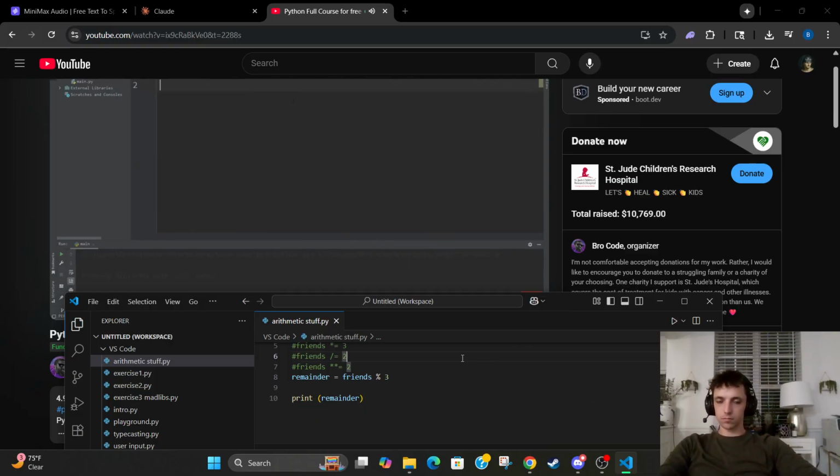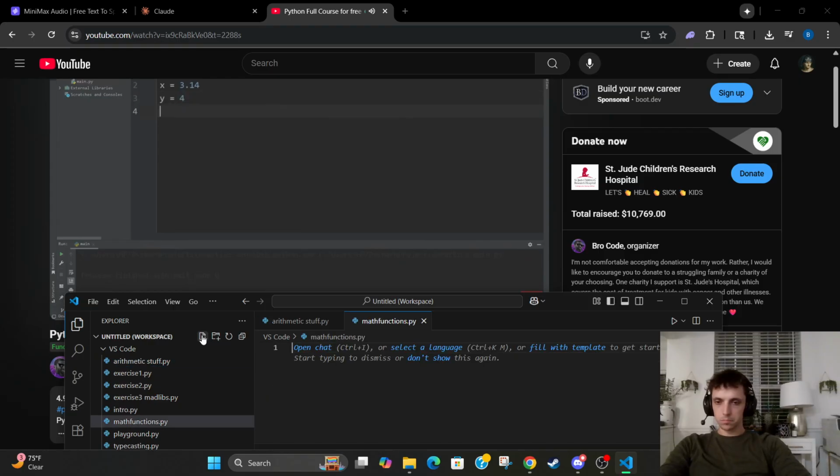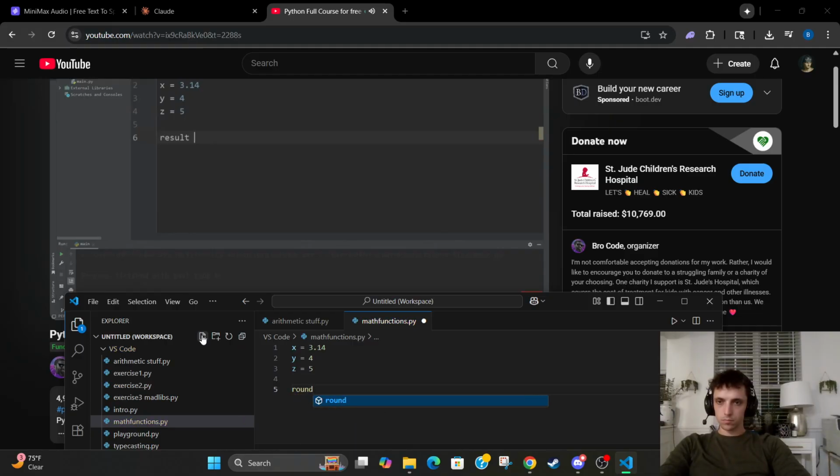Now what we're going to do is cover some built-in math-related functions. Suppose we have 3 variables, x equals 3.14, y equals 4, z equals 5. It doesn't matter if these are floating point numbers or whole integers. The first is the round function. We have a variable named result.